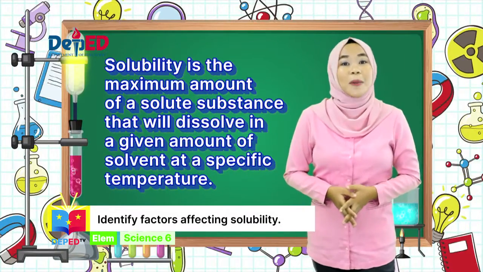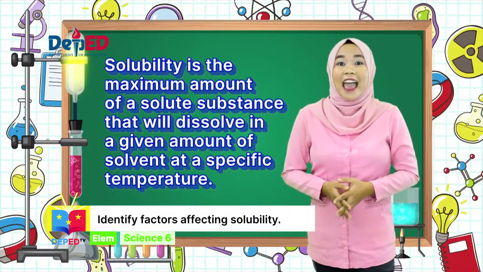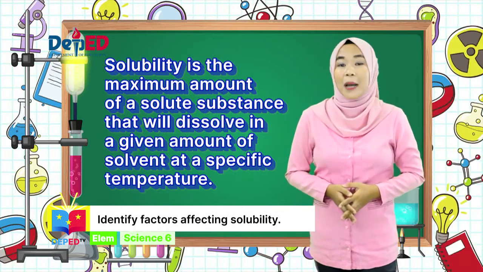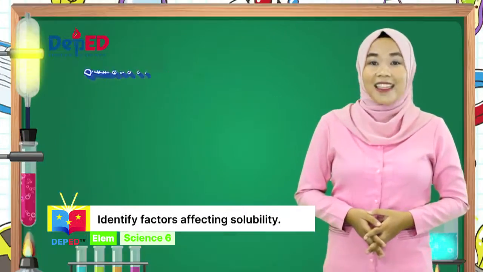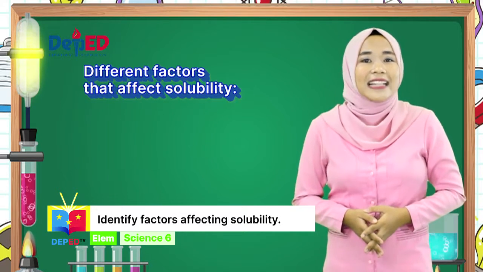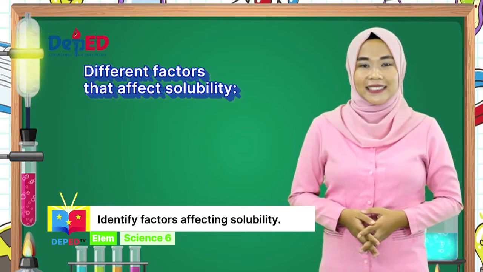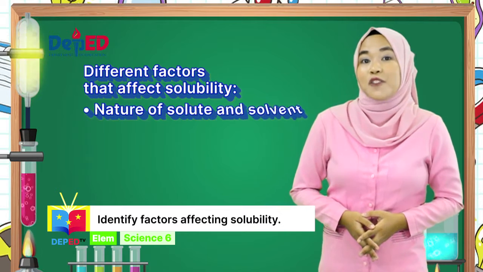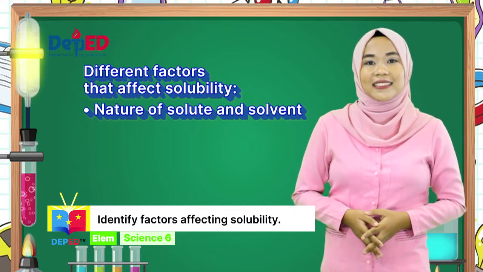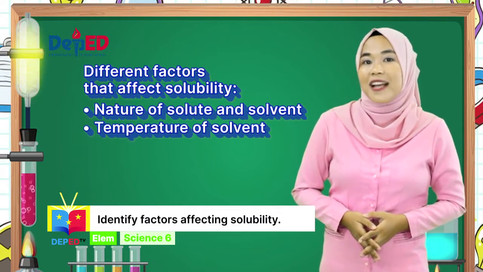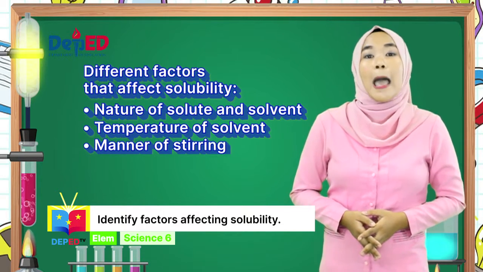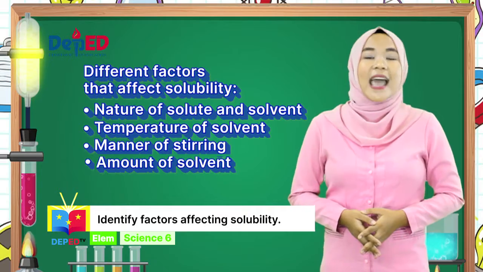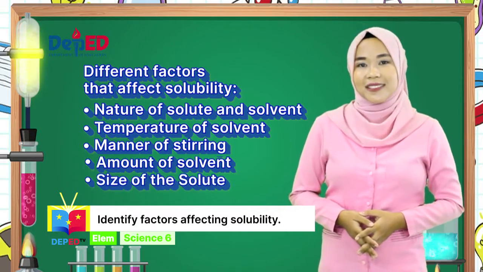Solubility is the maximum amount of a solute substance that will dissolve in a given amount of solvent at a specific temperature. There are different factors that affect solubility: nature of solute and solvent, temperature of solvent, manner of stirring, amount of solvent, and size of the solute.